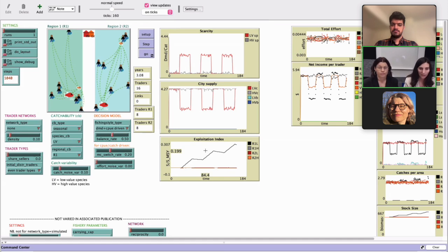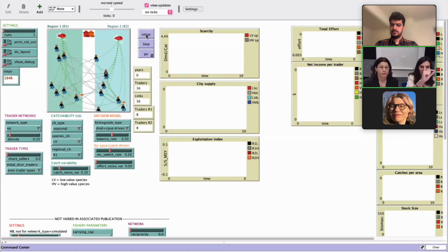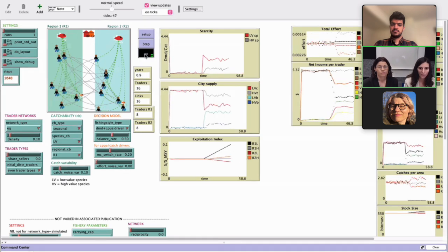Now what happens when we have a network? Let's see. We can show here the simplest network, which is just a theoretical network that basically implies that each trader in one region is trading with a trader in another region. This is just for simplicity so that you can see an easy way of the analysis. Of course, we do that with empirical networks too.